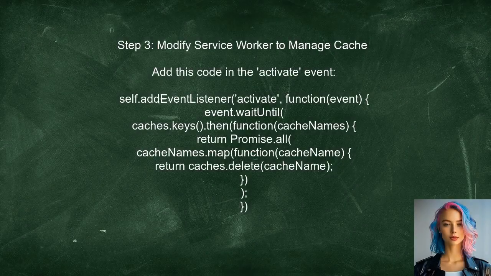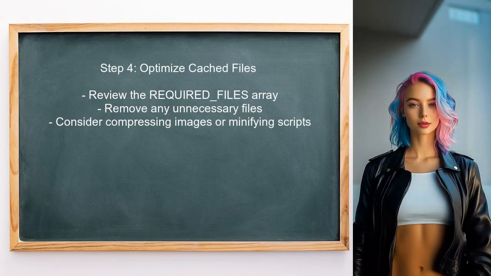If the user wants to programmatically manage the cache, they can modify the service worker code to delete old caches. This can help prevent the quota from being exceeded in the future. Lastly, the user should consider optimizing the files being cached. Reducing the number of files or their sizes can help stay within the quota limits.